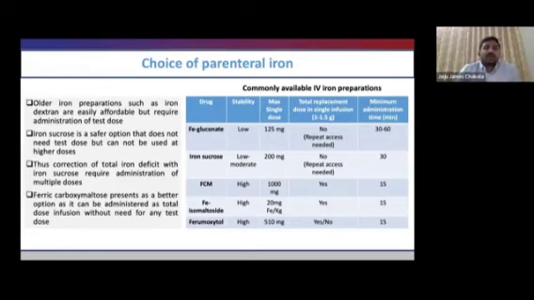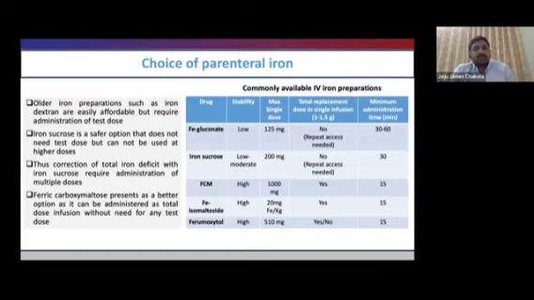And coming to the choice of parenteral iron, like we mentioned earlier, there is a definite risk of hypersensitivity or anaphylaxis with older iron preparations such as iron dextran, and it definitely requires administration of a test dose. Iron sucrose is a safer option that does not need a test dose, but it cannot be used at higher doses. Iron sucrose administration should not exceed around 200 milligram per day. Thus, correction of the total iron deficit with iron sucrose requires administration of multiple doses. Ferric carboxymaltose presents as a better option, as it can be administered as a total dose infusion without need for any test dose, and higher dosages can also be administered.